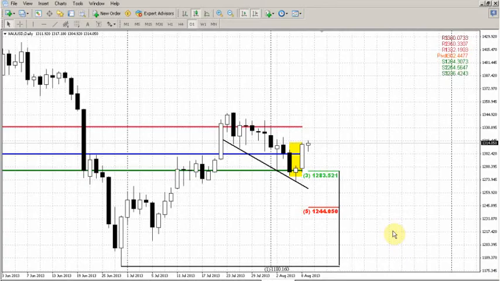Okay guys, now let's take a look at the gold market. The gold market situation is also very interesting, and at least in the beginning of the week we could get nice patterns for trading, as on the daily time frame, as on the intraday charts.